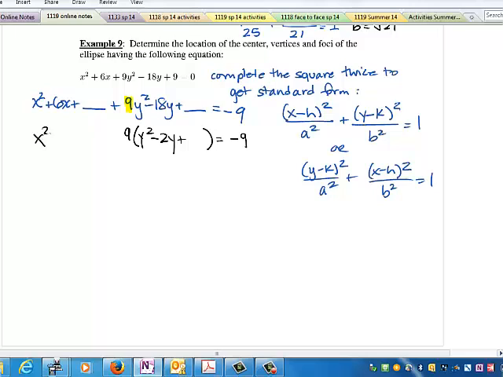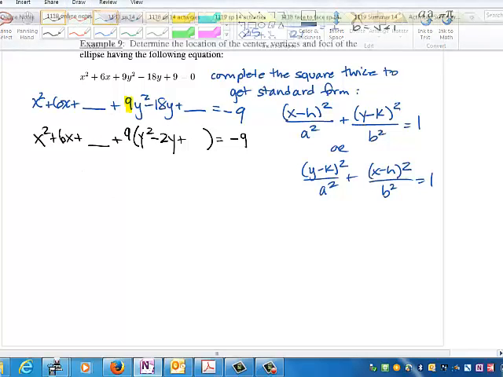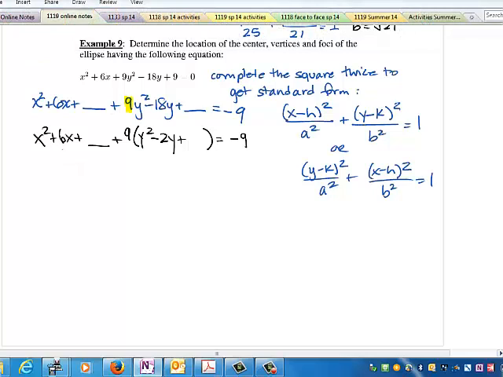I'm not going to change anything on the x's because the coefficient is already 1. But factoring out the 9 on the y squared, and then also on the linear term right next to it. Then I need to figure out what to add, and I always want to add half of the linear coefficient squared. So here I'm going to take 6 and cut it in half and square it and add that right there.